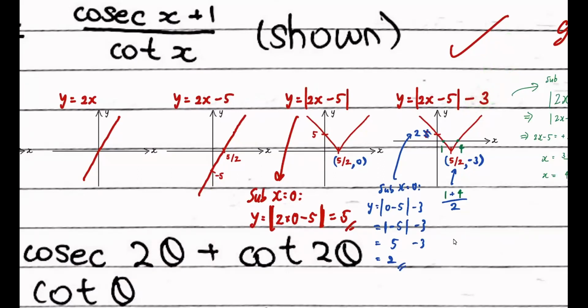Modulus 2x minus 5 with an additional minus 3. So what does it mean when you minus 3? You shift the graph down by 3 units. So if here is positive 5, you shift down by 3. Where does it go? Positive 2, or 5 minus 3.